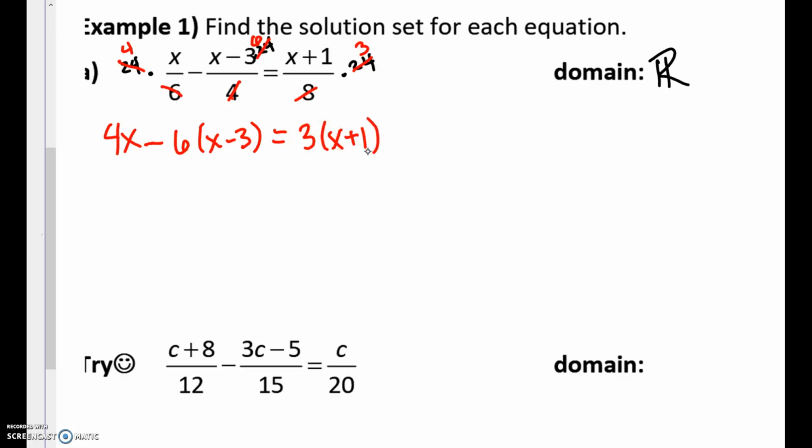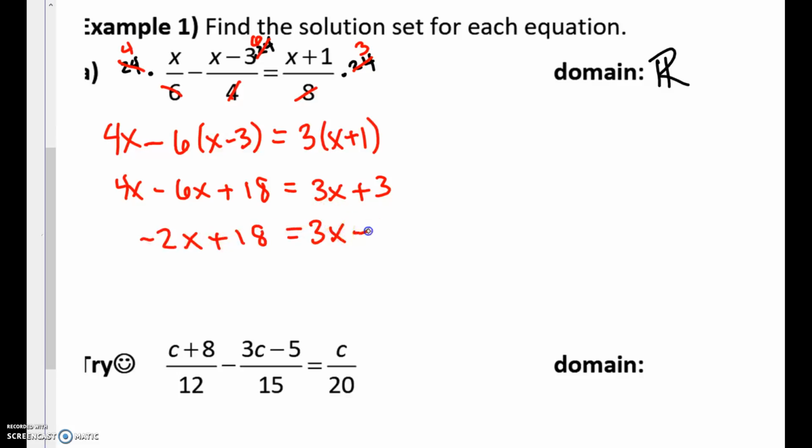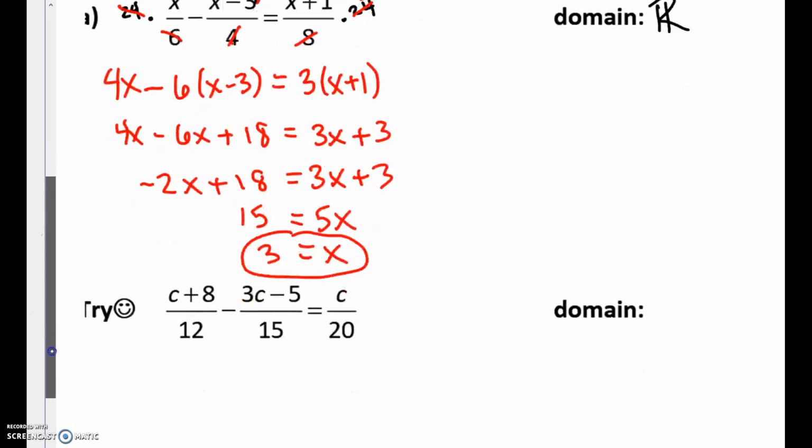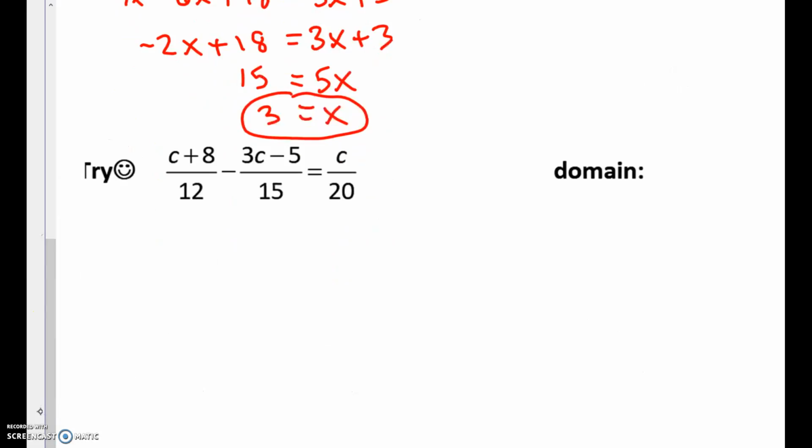Now I'm going to go through and distribute, so I end up with 4x minus 6x, and remember the minus sign also goes here, so I get plus 18 equals 3x plus 3. Combine like terms. Here I get negative 2x plus 18 equals 3x plus 3. I'm going to add my 2x over here to make this 5x. Subtract the 3 over here to make this 15. So I get 3 is the value of x. There's that. So I want you guys now to try this problem.